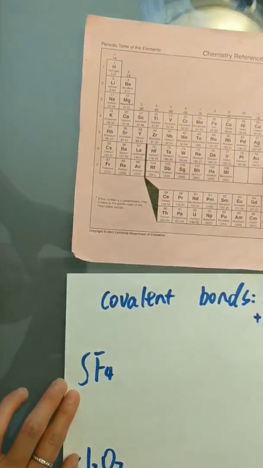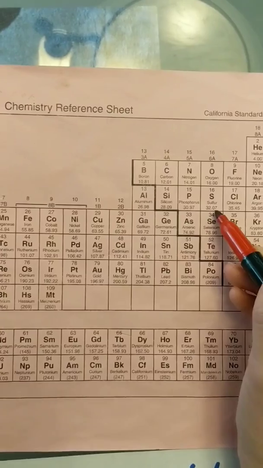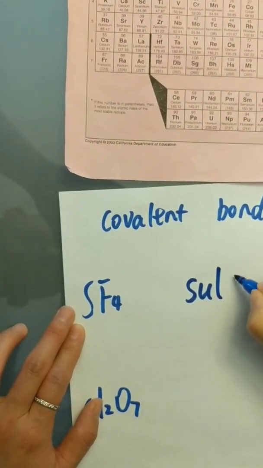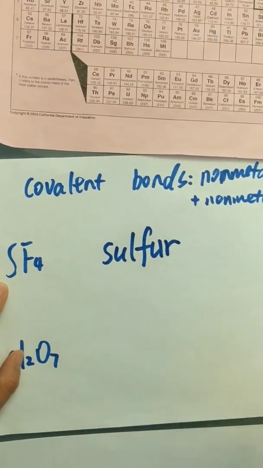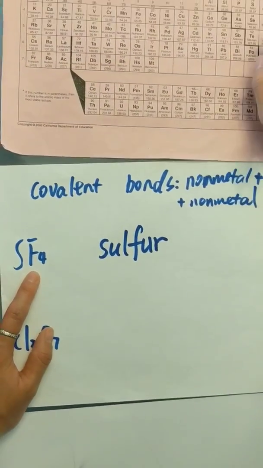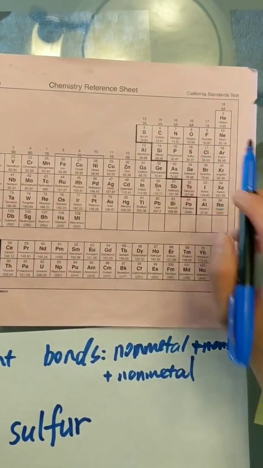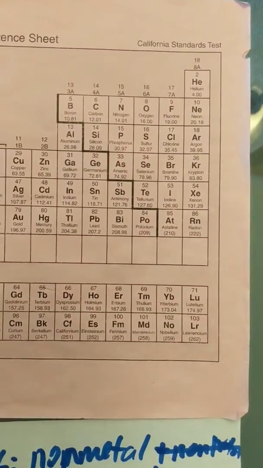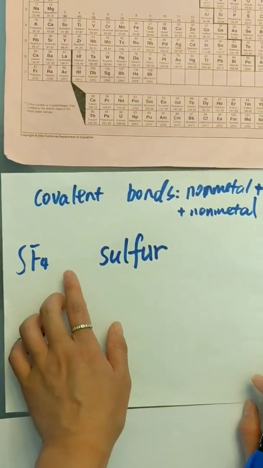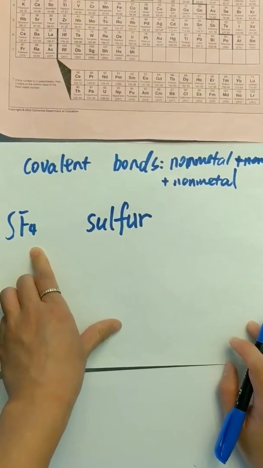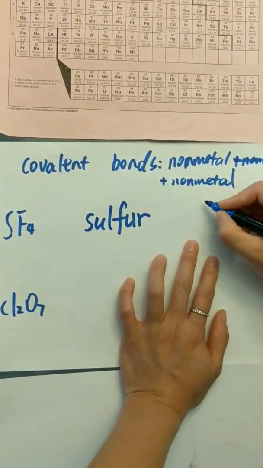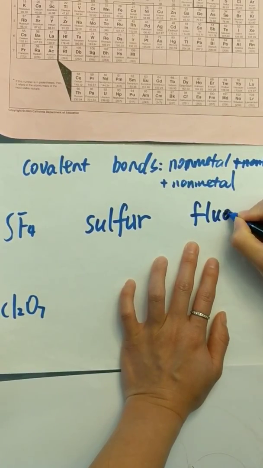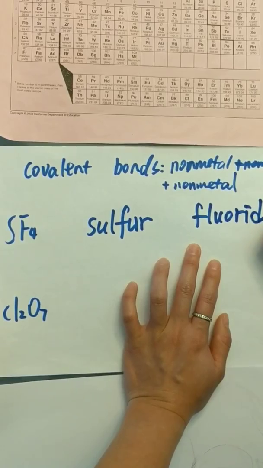SF4. S, from the periodic table, what is S? That is sulfur. F, fluorine. We should remove the end of the second element and add IDE here. So that is fluoride.